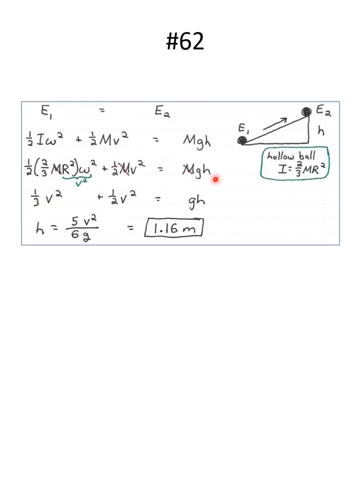And so we can divide out the mass, and when we clean up the left-hand side, we get 1/3 v squared plus 1/2 v squared equals gh. We'll add the 1/3 plus 1/2 and it becomes 5/6. And let's divide both sides by g. So solving this for height, you should get 5v squared over 6g, and plug in the values that are given in the problem. It says it was going at 3.7 meters per second, and g, of course, is 9.8, so we get a height of 1.16 meters.